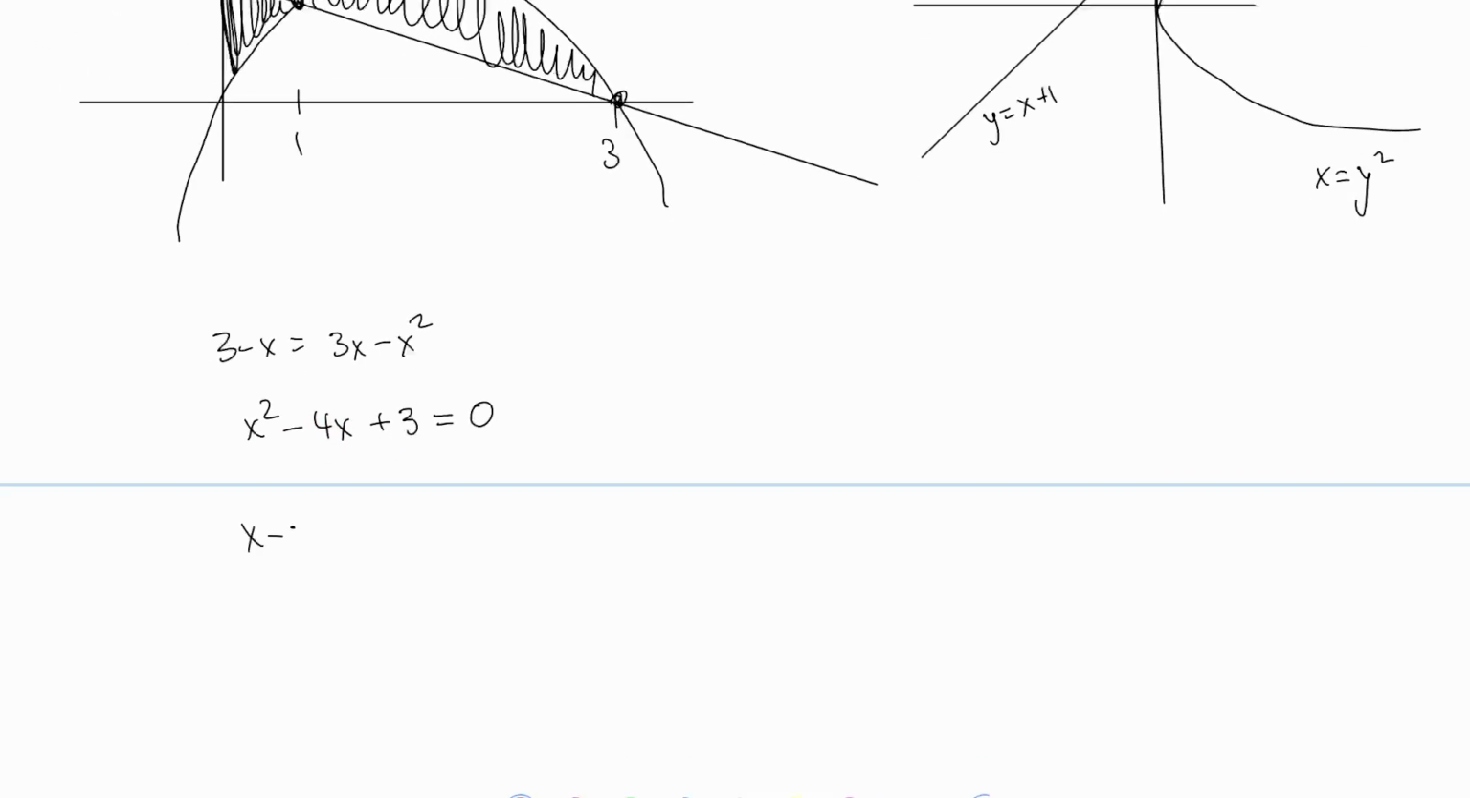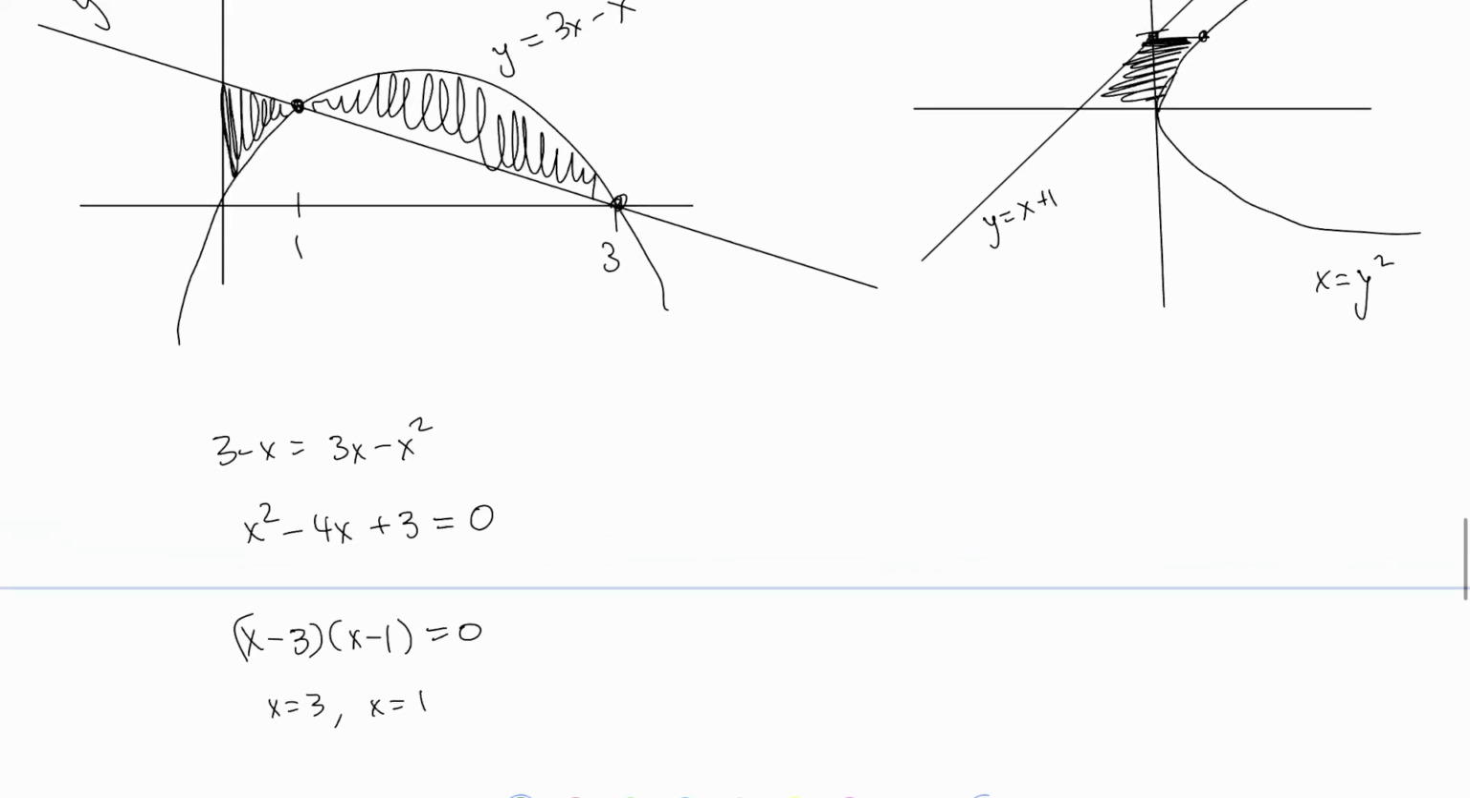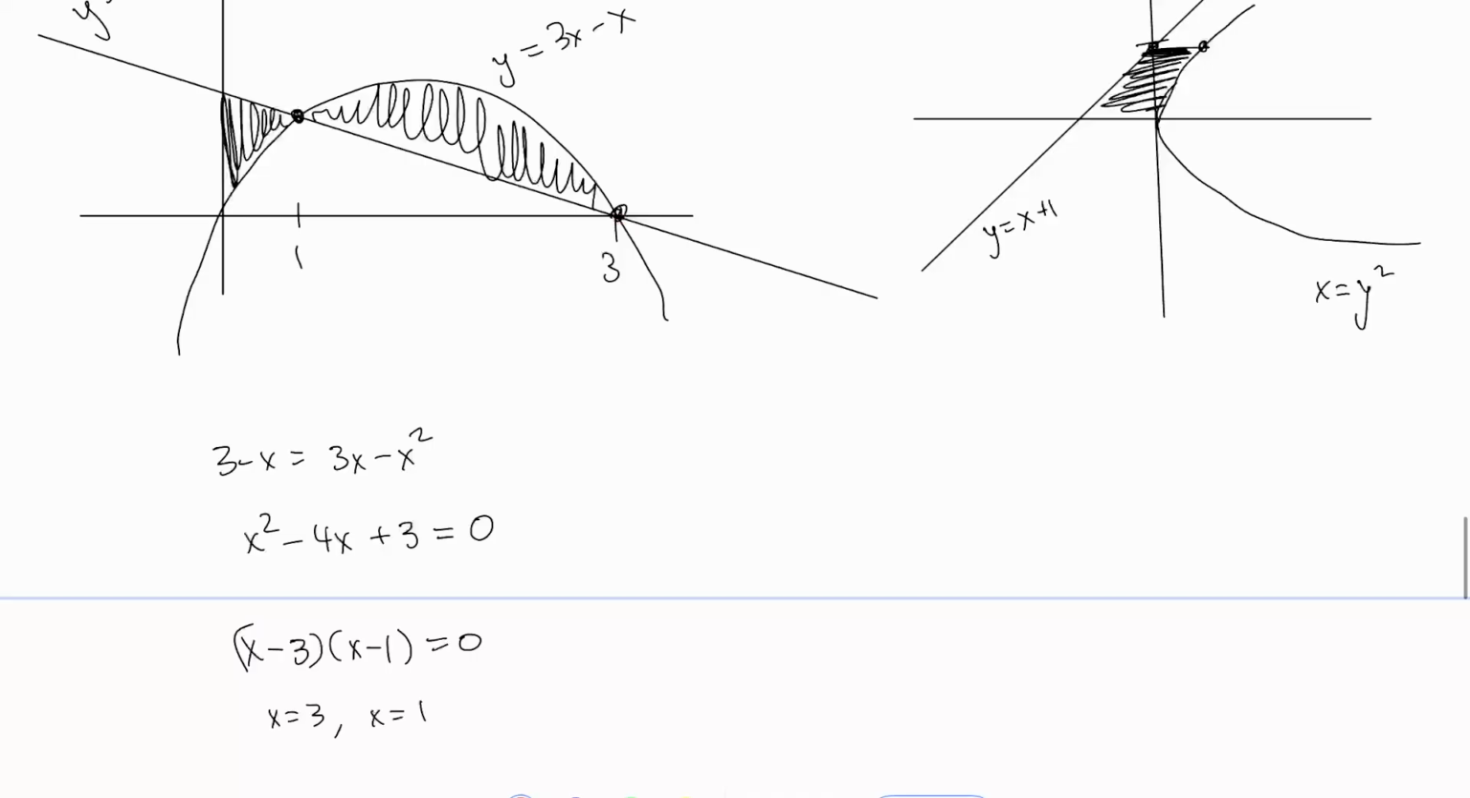I factor like x minus 3 and x minus 1 equals 0, which means x equals 3 and x equals 1 are my 2 solutions. So that's how you know what those 2 x values of 1 and 3 are. And then you set up your integrals.